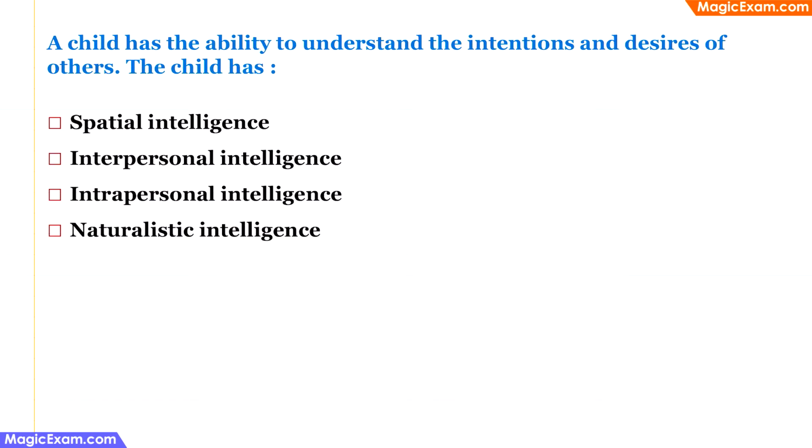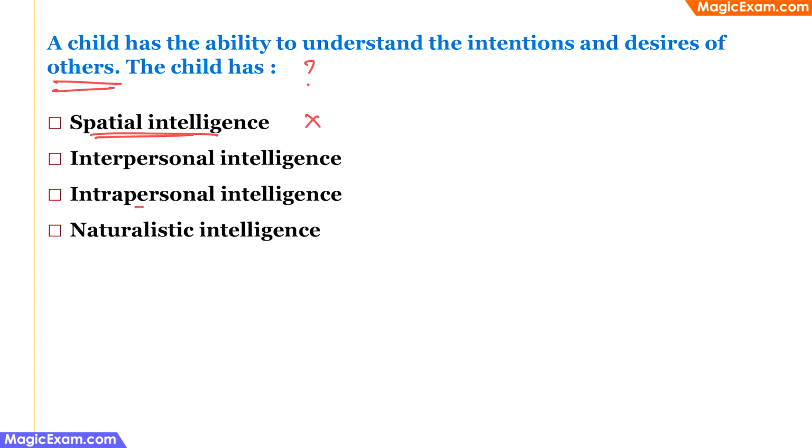A child has the ability to understand the intentions and desires of others. The child has which of the following? Now, is it spatial intelligence? No, because spatial intelligence refers to the ability to understand whether particular objects fit into a particular space, or this can also be called geometric intelligence. So, spatial intelligence cannot be the correct answer because we are not dealing with any geometrical or three-dimensional issues here.